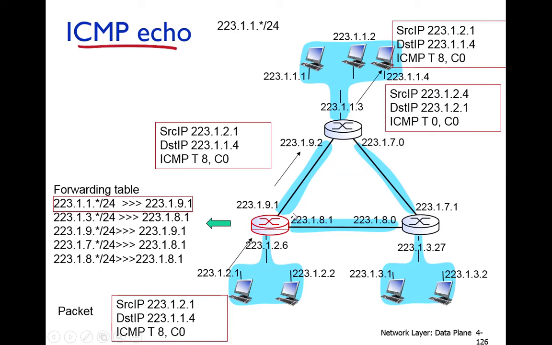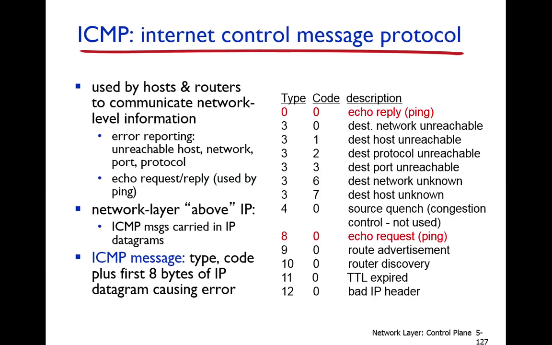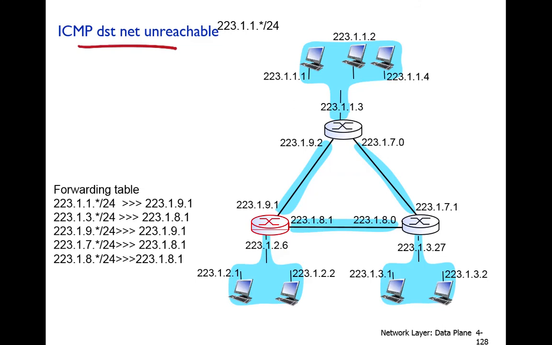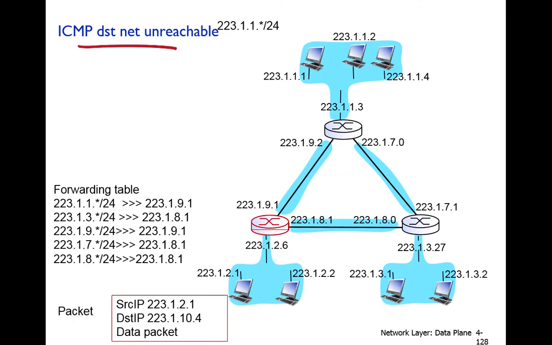The ping utility is available on Windows and on Linux as well. So we have discussed two message types, echo request and echo reply, the ping. We have discussed it through an example. Now we are going to discuss another example that is called destination network unreachable. Destination network unreachable, what does it mean?